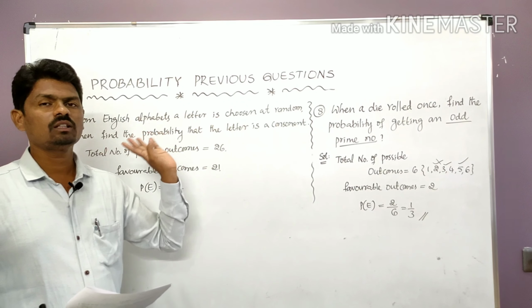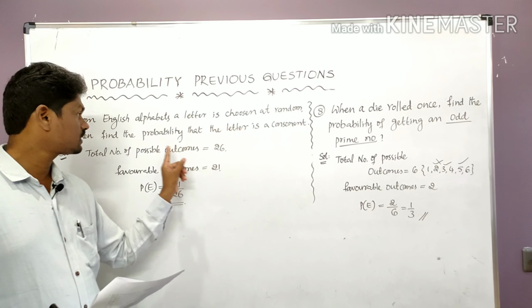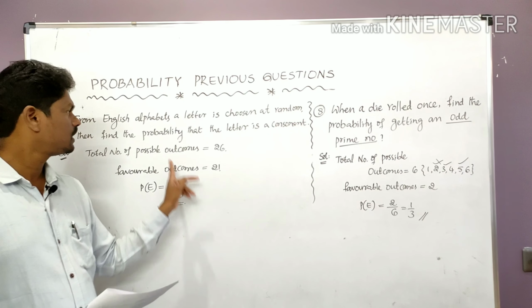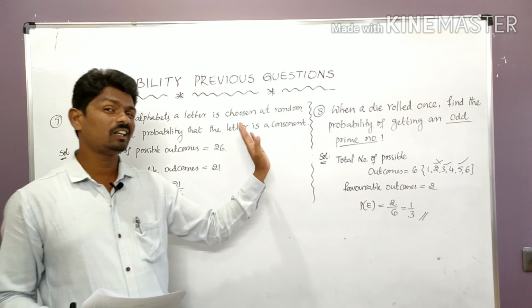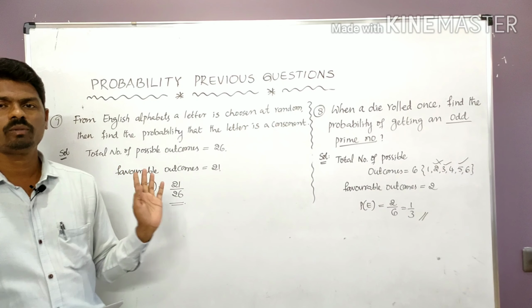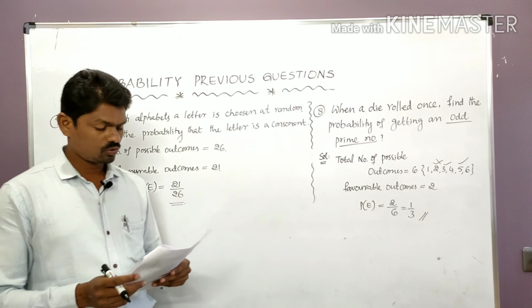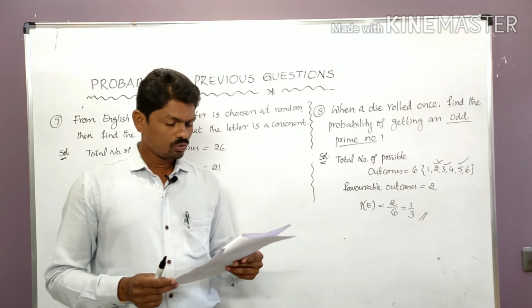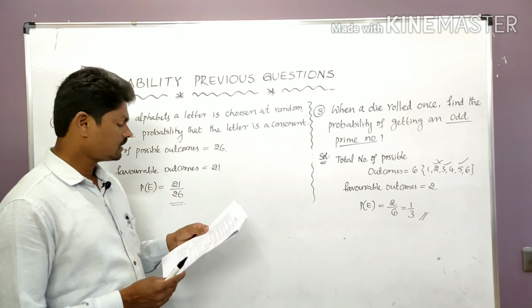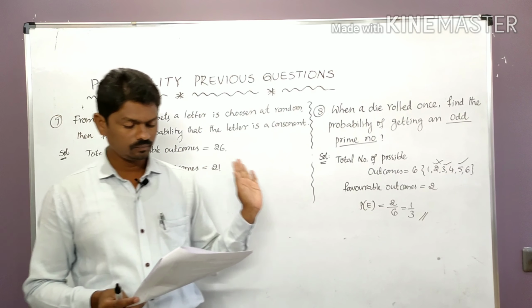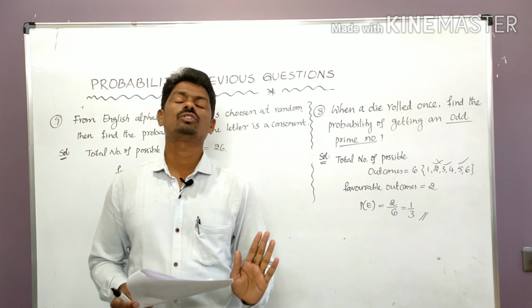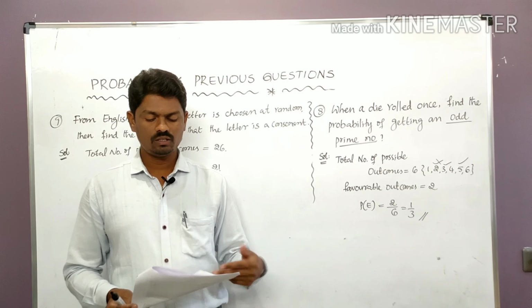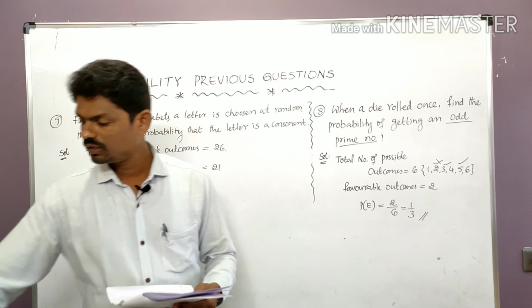So here he is asking the letter is a consonant. If he is asking find the probability that the letter is a consonant, that is 21 by 26. If he asks find the probability that the letter is a vowel, then it becomes 5 by 26. So that's all student. These are the 1 mark questions from probability chapter he asked previously.